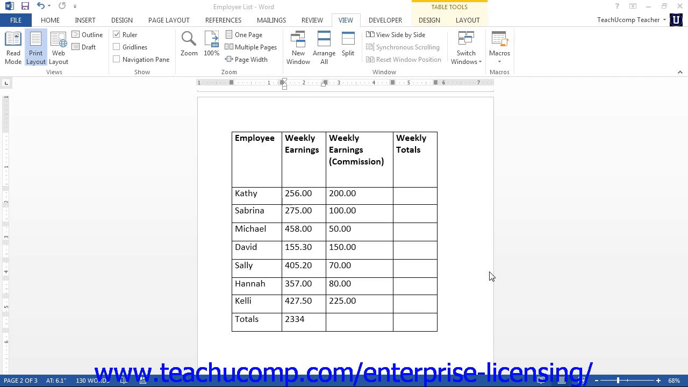Formulas are fields that perform calculations on the values contained in other table cells. Formulas always start with an equal sign. They often refer to the cell addresses from which they gather the data used in their calculations. These cell addresses can be linked together with standard mathematical operators, like a plus sign, a minus sign, a multiplication sign, or a division sign, among others. You can also perform functions, like sum, on a range of cells in a table. So a formula might be expressed as equals sum above, which would add the values of all of the cells above the cell into which you had inserted the formula.